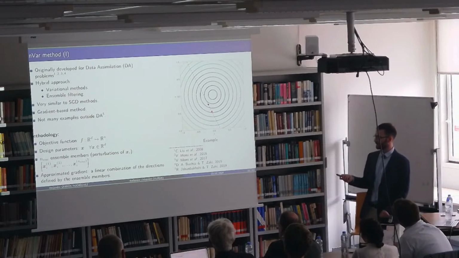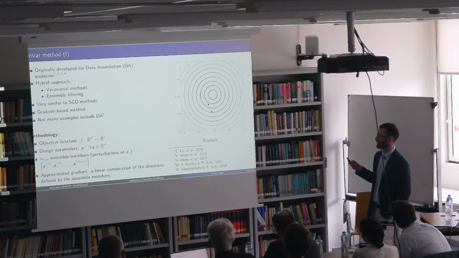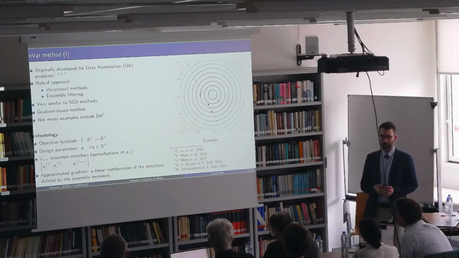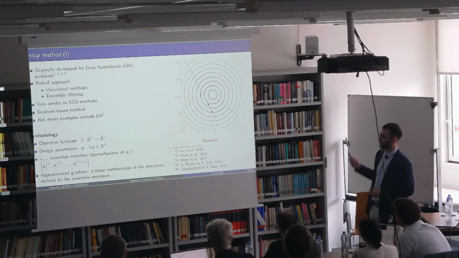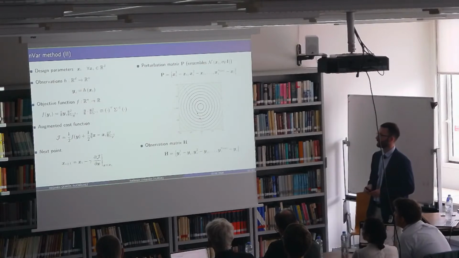And the idea is that the approximated gradient, in where we're going to move, is going to be defined as a linear combination of the directions defined by this set of ensemble members. So in this case, we just have one ensemble member, meaning that we can move only in the direction defined by it, which is this blue dashed line. So now we are going to see in more detail how it works.